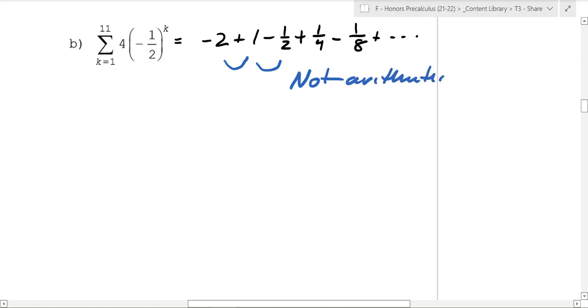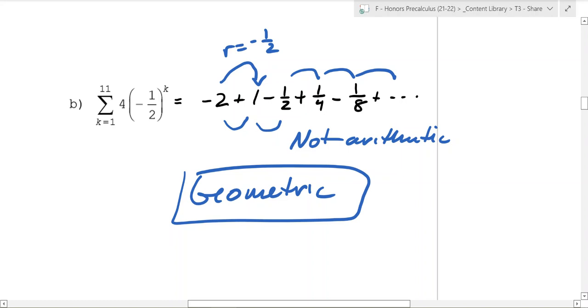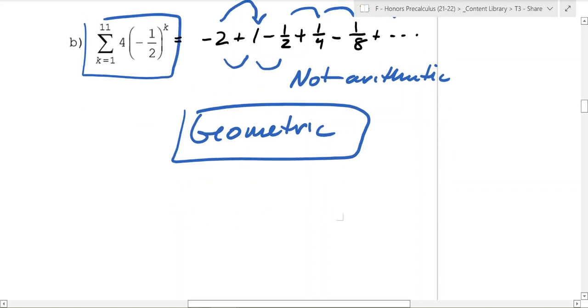So you can't use the same formula. This is actually a geometric series because there's a constant ratio between the terms. What do you multiply by to get to the next term? The ratio is -1/2, -1/2, -1/2, -1/2. So there's a different formula we're going to use. Also, I don't really want to write out all 10 terms and add them together. So let's find out what that formula is going to be.